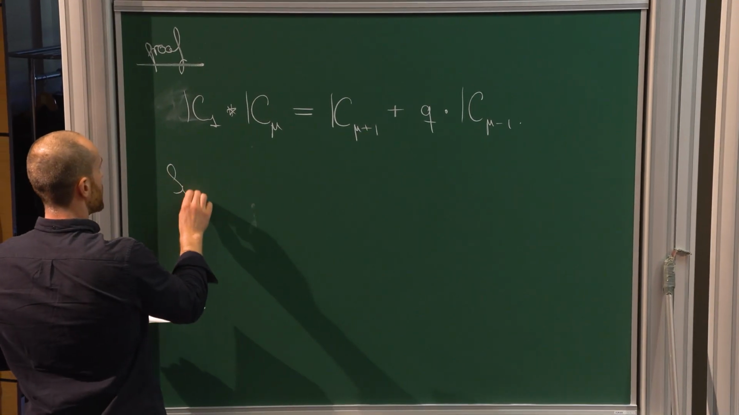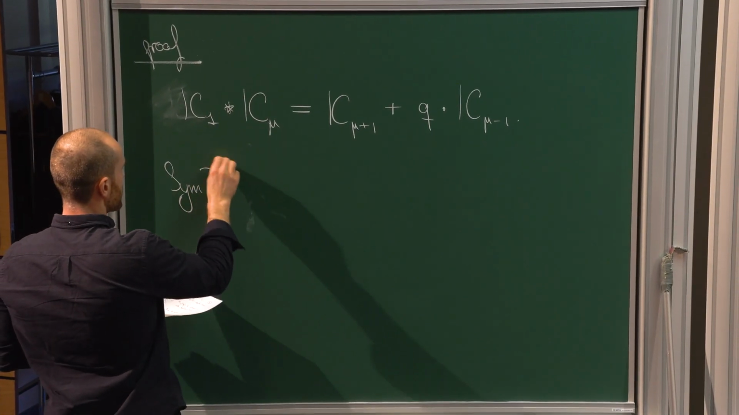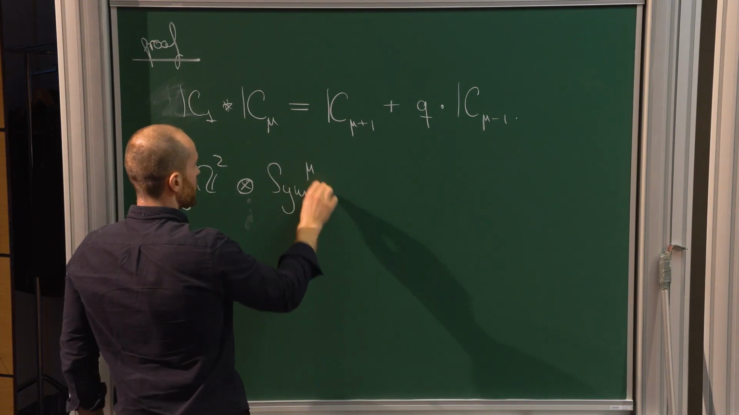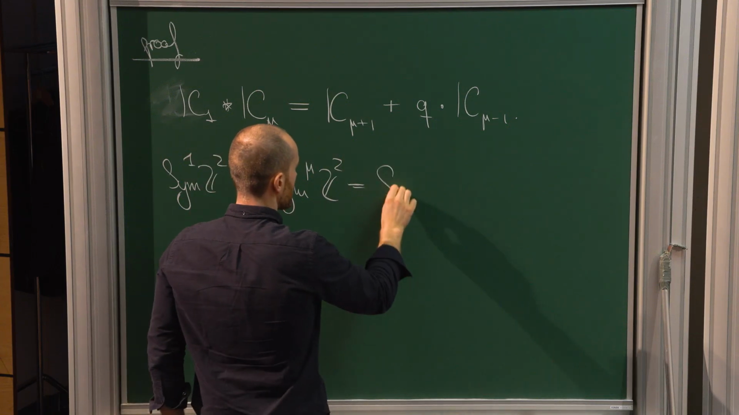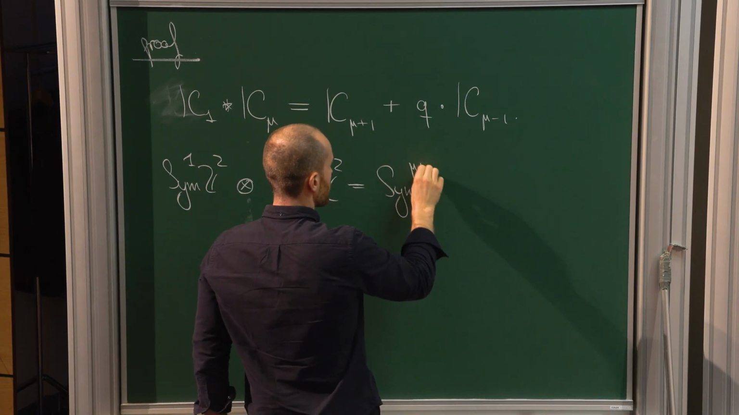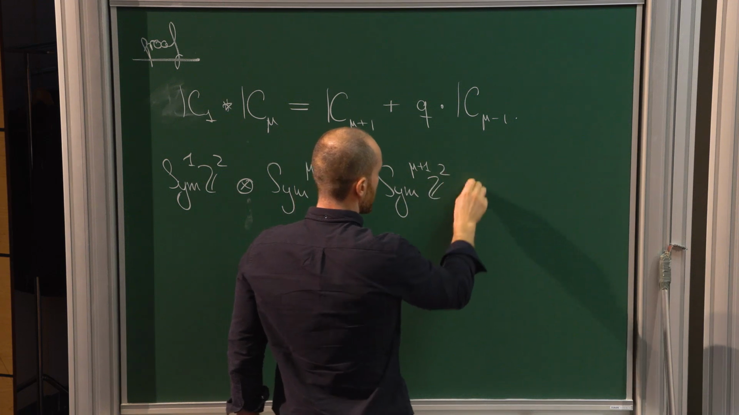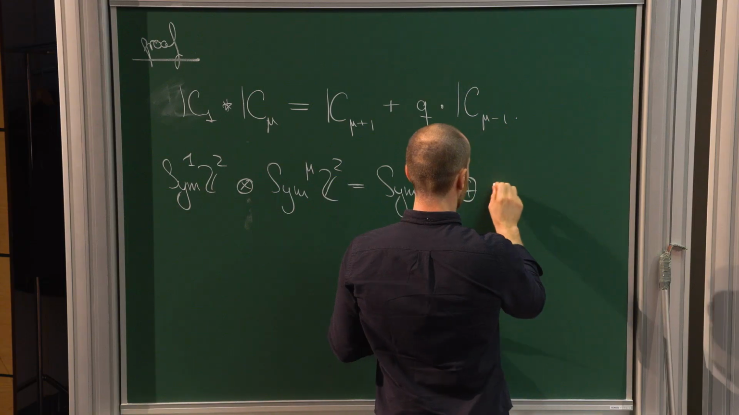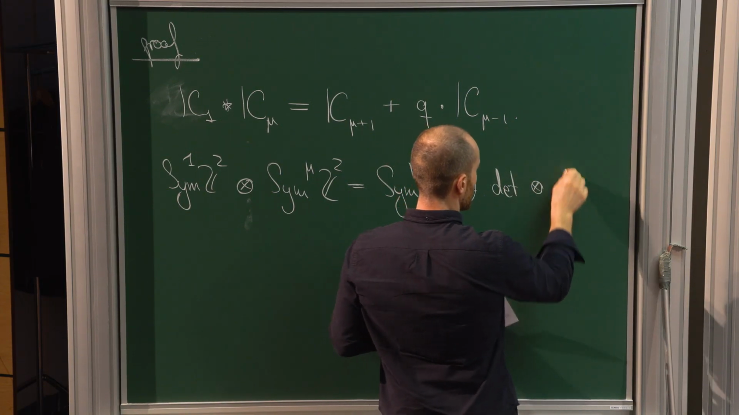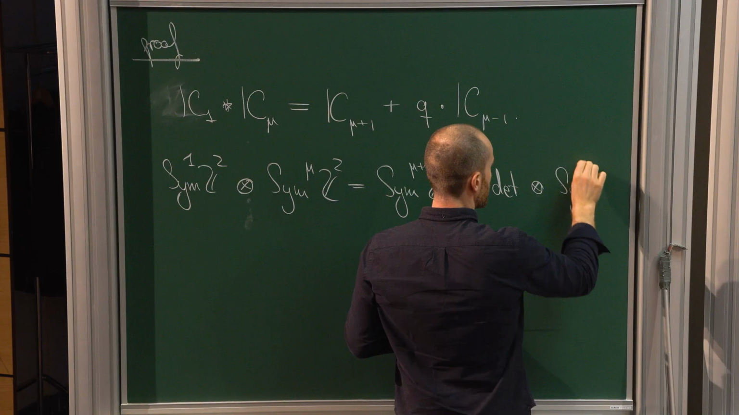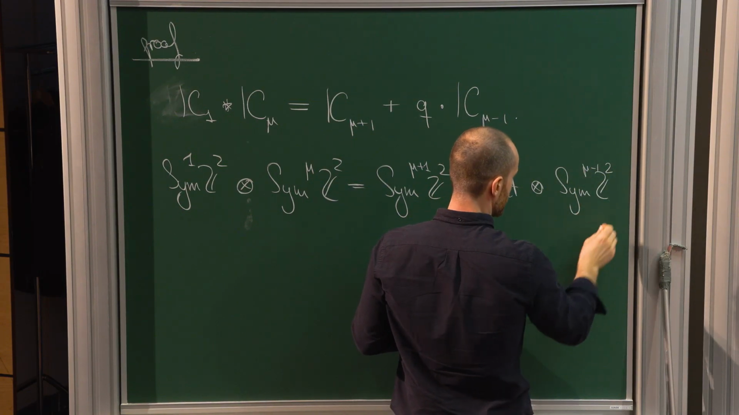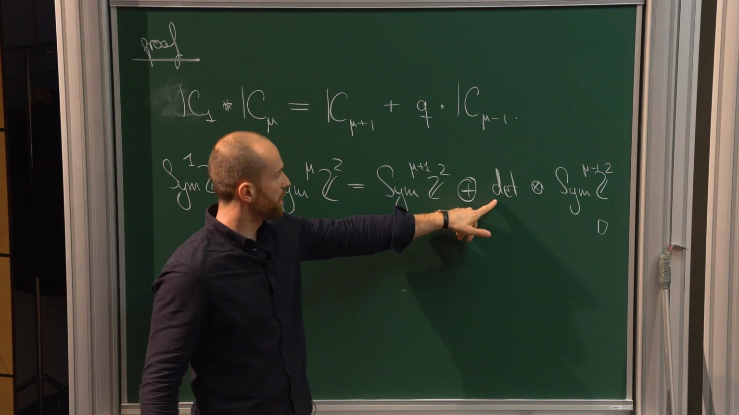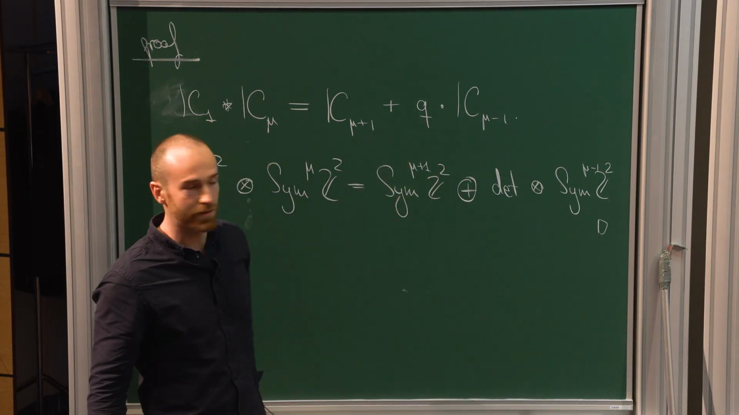And here, what is it on the other side? It's like, if you like, first symmetric power, tensor the mu symmetric power. It's the mu plus 1 symmetric power plus, and then you have here the determinant times the mu minus 1 symmetric power. Like this. And then you see if you plug the determinant equal to Q, then it fits.